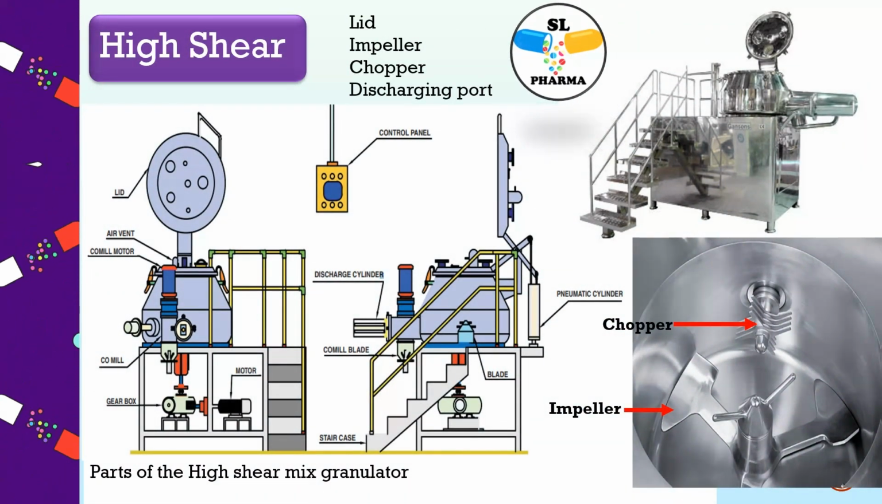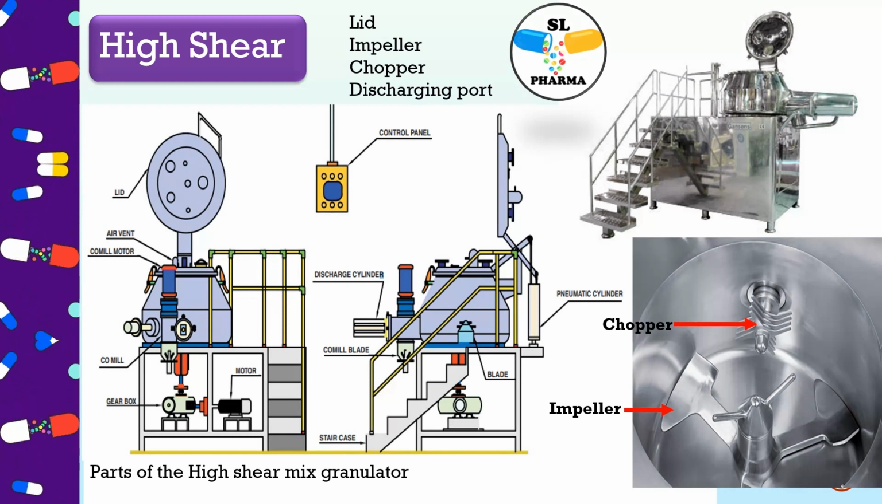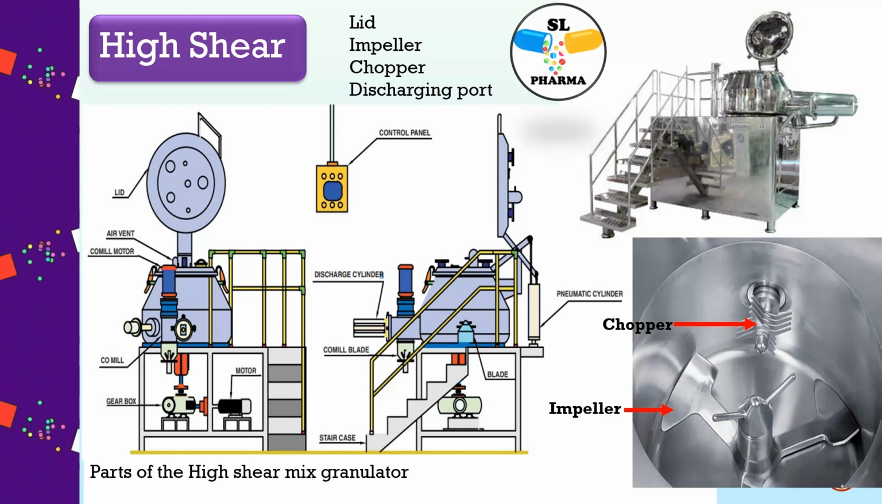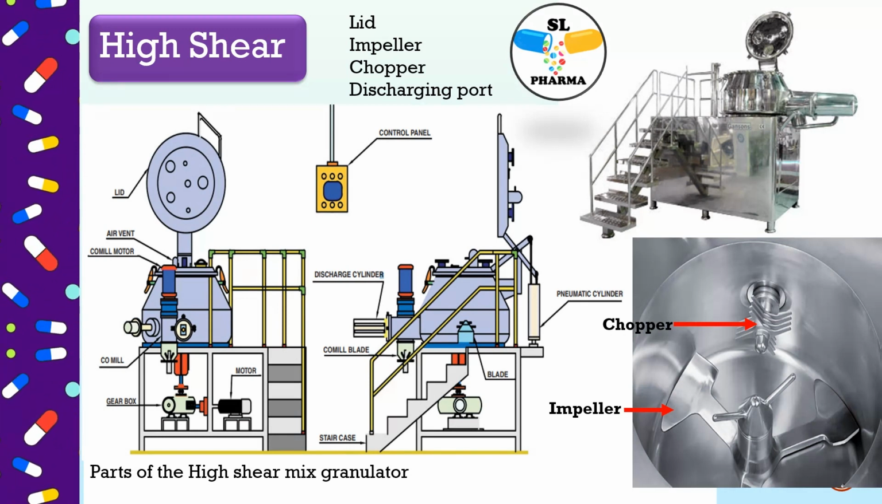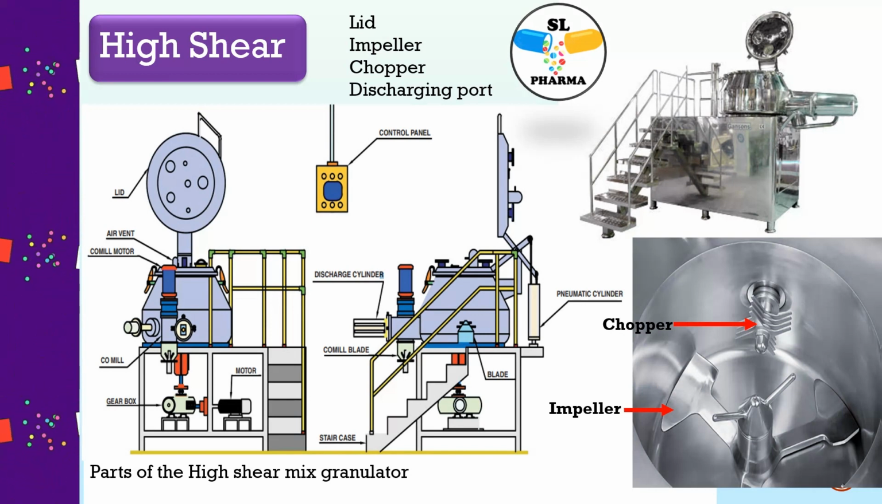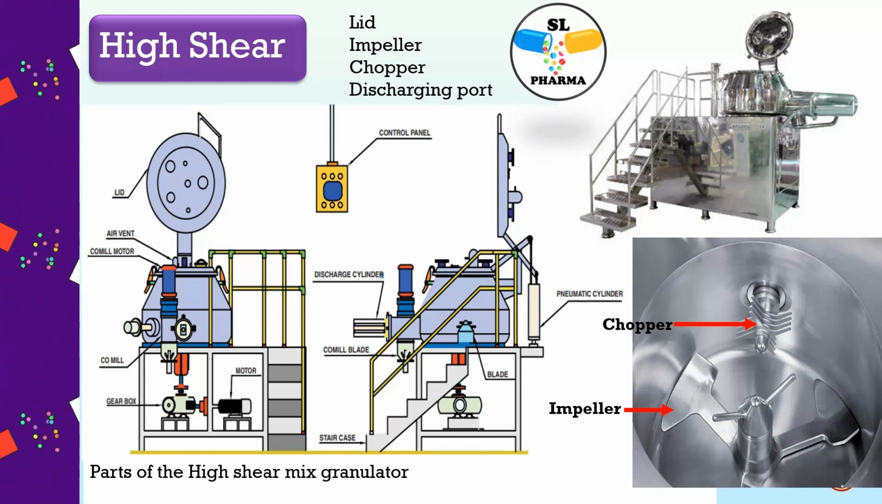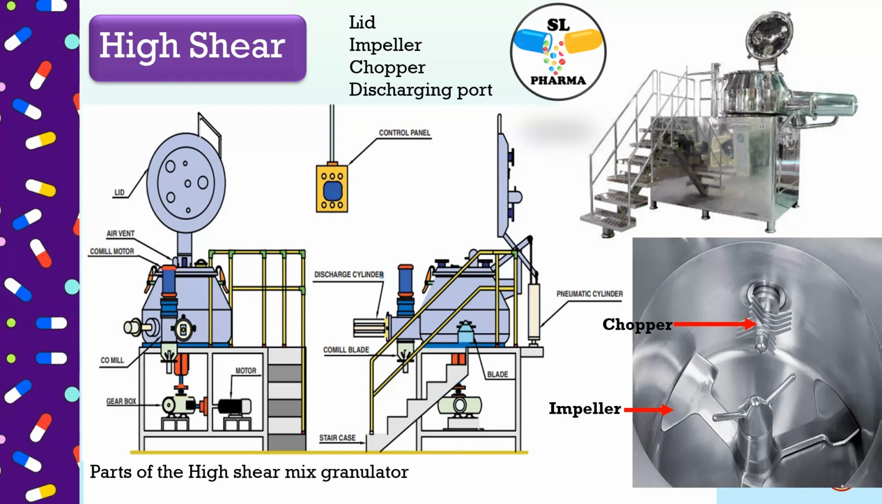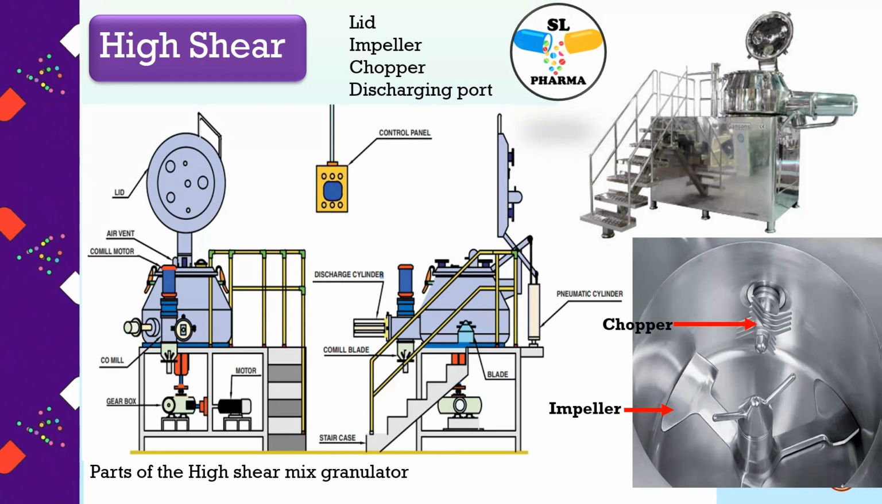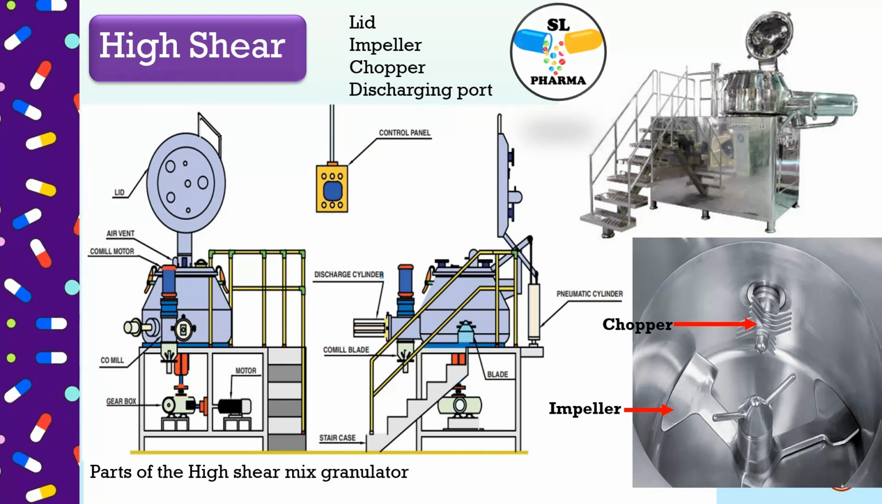A high shear mixer granulator is a complex piece of pharmaceutical processing equipment that consists of several components, each serving a specific purpose in the granulation process. We will see the main components of the high shear. Main mixing bowl or chamber. This is the central vessel where the granulation process occurs.